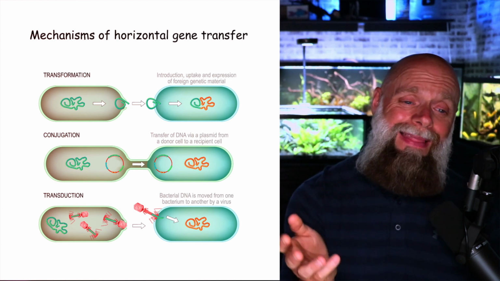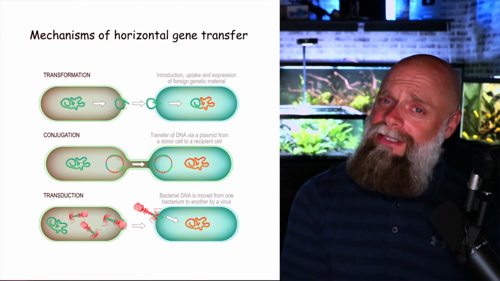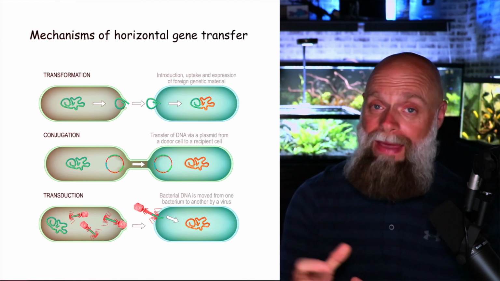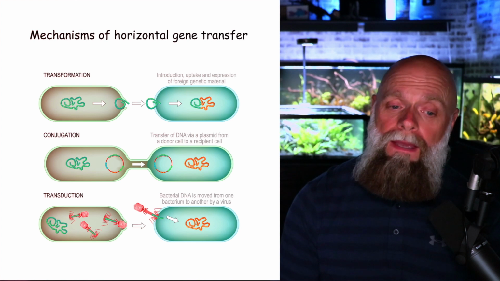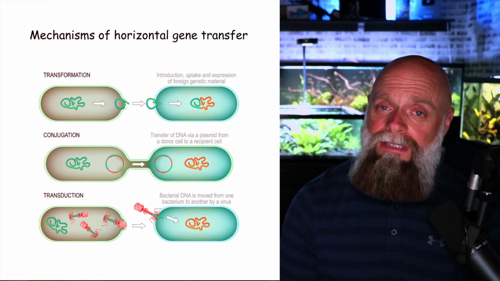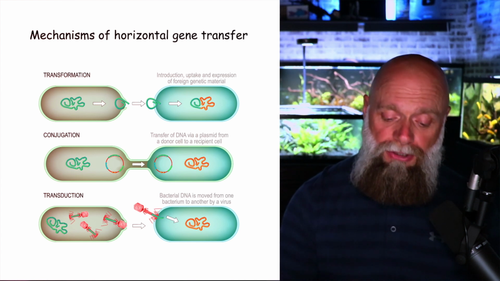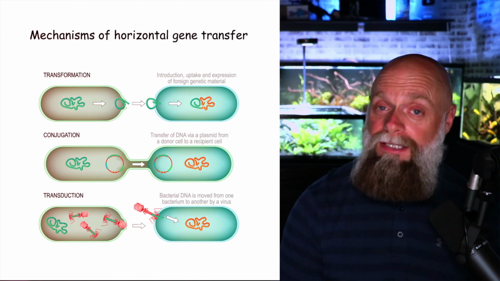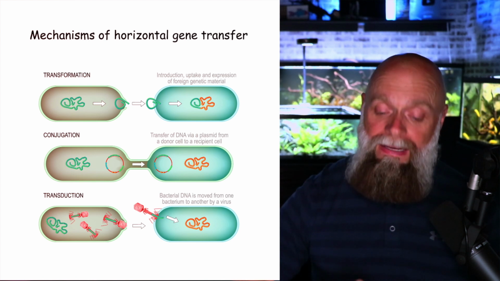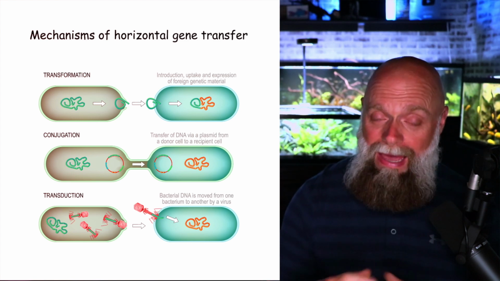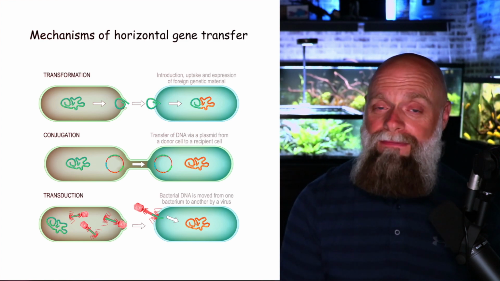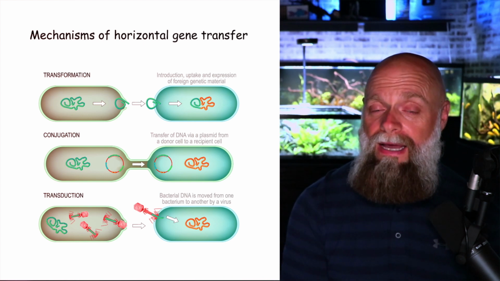Now, last one, and that's at the bottom here, that's transduction. This is an interesting concept. What happens is a bacterial cell gets infected by a virus. Viruses, when they enter cells, usually take that cell over, especially in bacteria, chop up the bacterial chromosome, and as the virus is replicating, it's incorporating its genome into its capsid, that little head region of that virus, and then it leaves and goes and infects another cell.